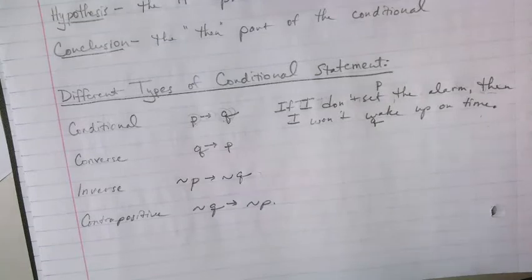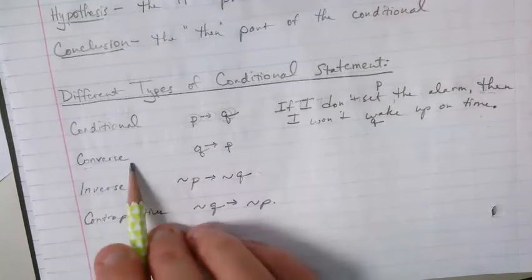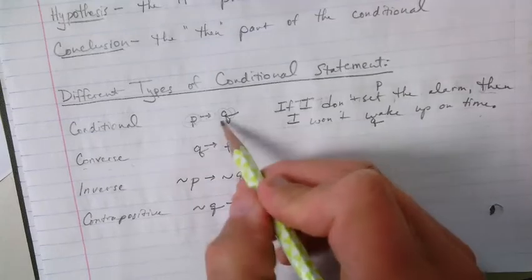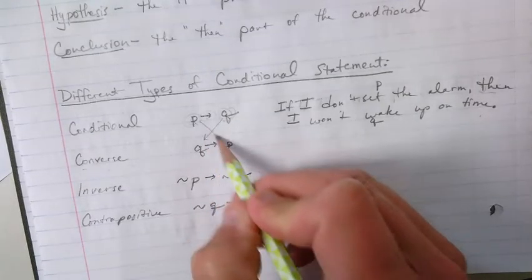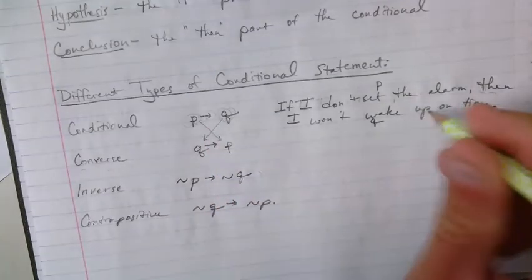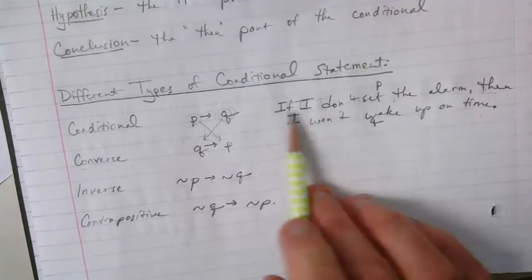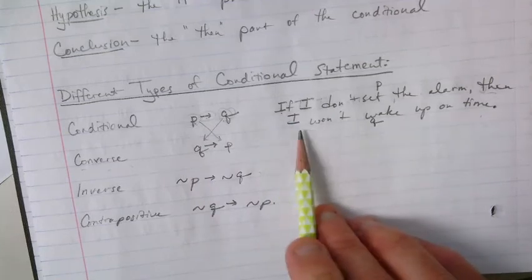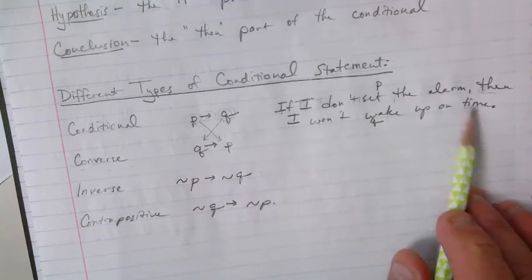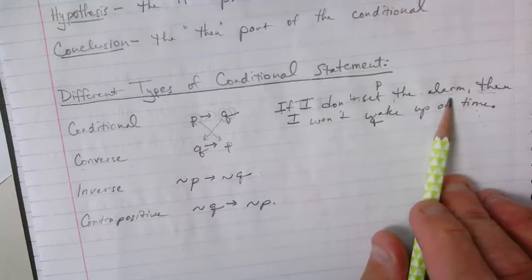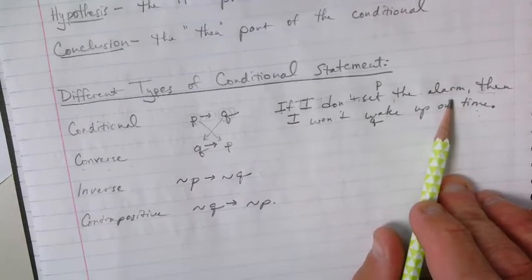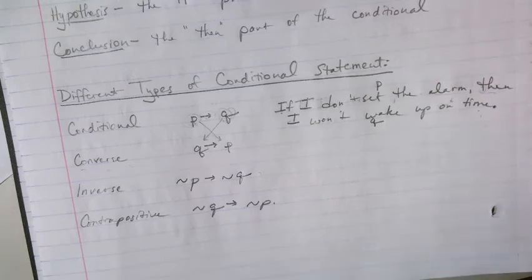Okay? Now, the converse: if we state the conditional backwards, you notice here that we switch these two. Sometimes that changes the meaning of our statement. Okay? In this case, it would be this. If I don't wake up on time, then I didn't set my alarm. Now, I would say that's kind of a tough one whether it's true or false. I would say that's false because you may have set your alarm, but you hit that snooze several times, so you didn't wake up on time. Okay?